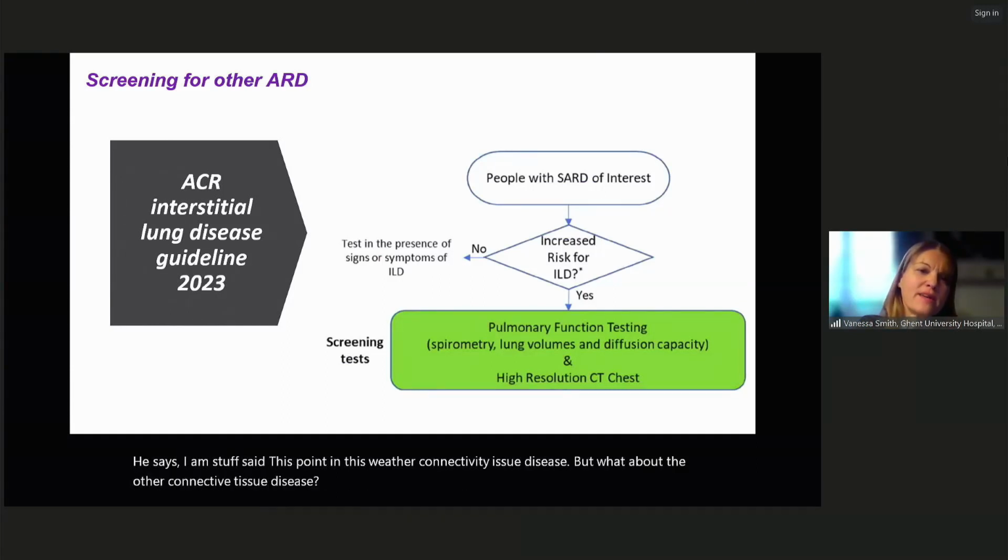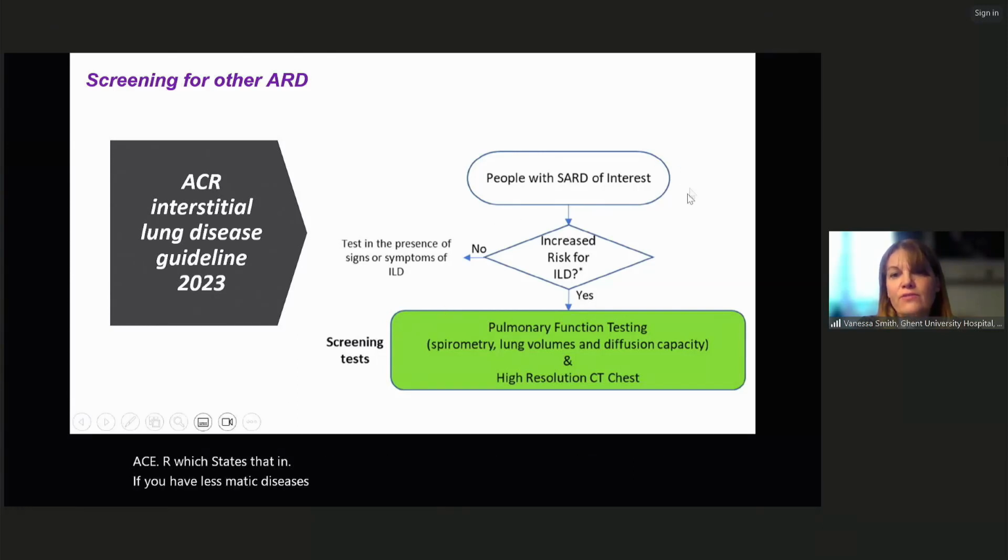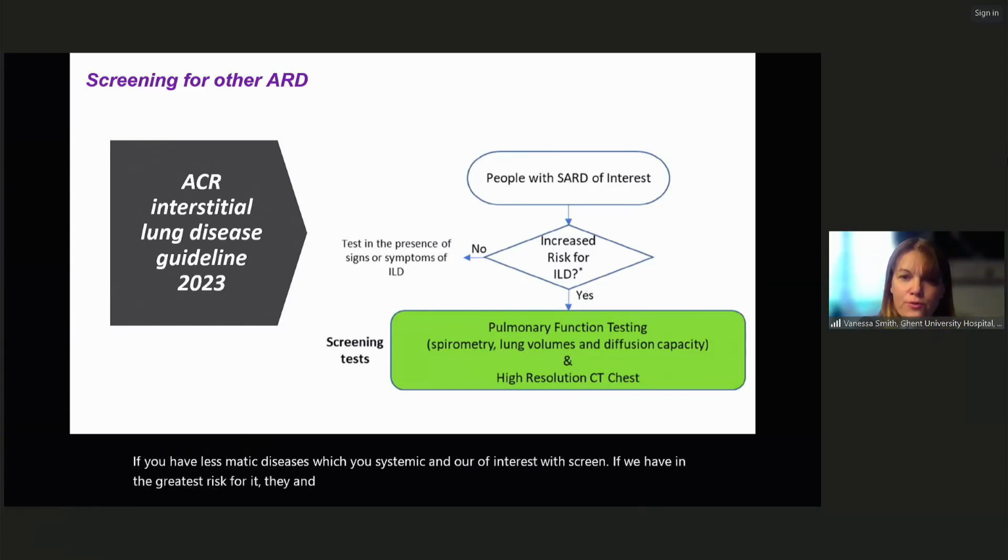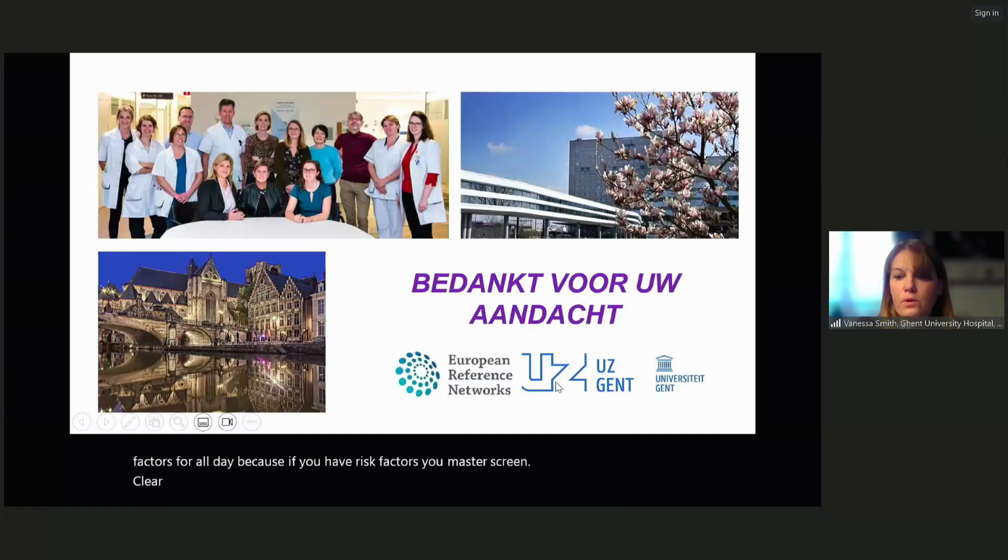We do have guidelines from the ACR, which state that in autoimmune rheumatic diseases, which are systemic and are of interest, we screen if we have an increased risk for ILD. And this is why I said earlier today that you need to know your risk factors for ILD. Because if you have risk factors, you must screen with pulmonary function testing and high resolution CT.